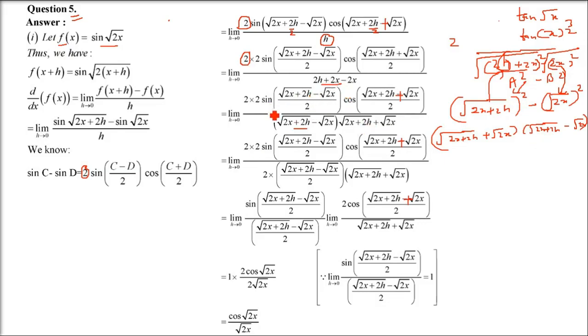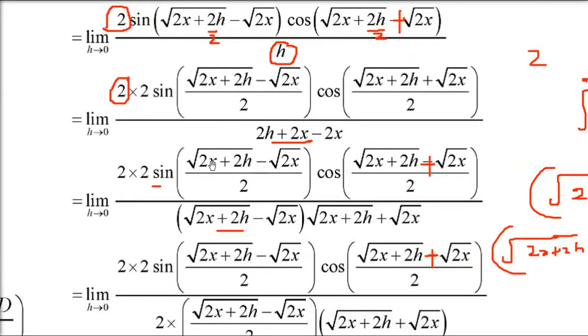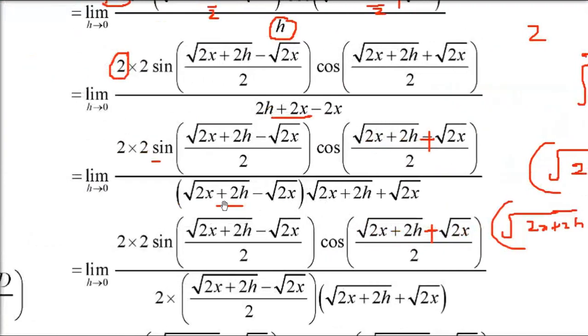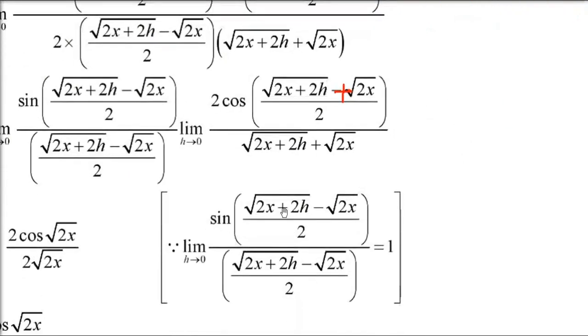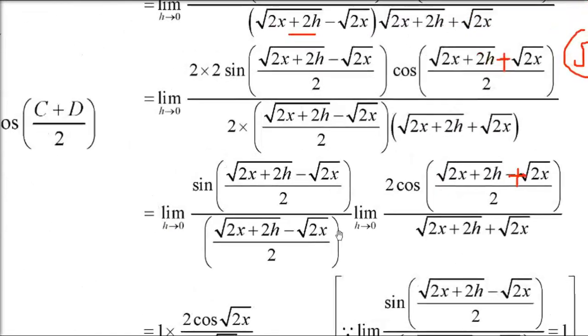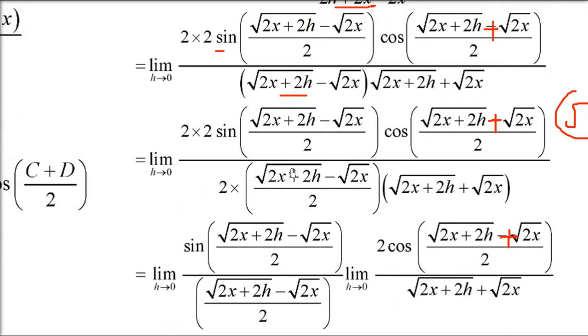So now this sine term, because you see here, it's sine of (under root 2x plus 2h minus under root 2x) by 2. And here you have under root 2x plus 2h minus under root 2x. And we can have a 2 in the denominator. You need a 2, because we need sine theta by theta. Sine theta by theta we need. So just divide by 2. And you can have a 2 for multiplication also. So 2, this has come. So this whole is sine theta by theta. This is sine theta by theta. That is why we have done all these.